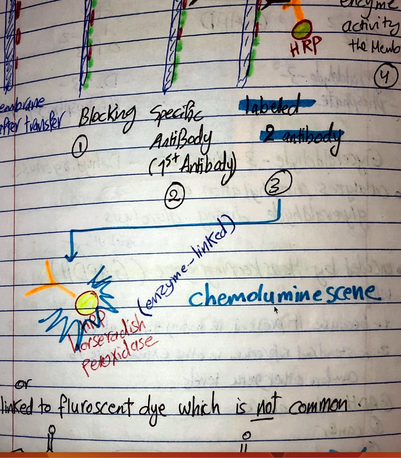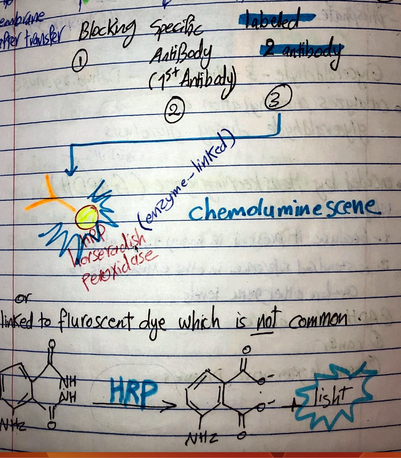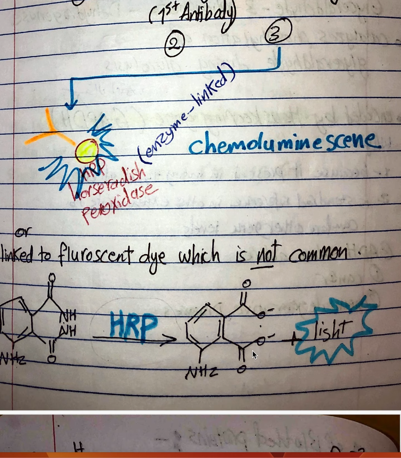We say it's chemiluminescent because it produces light, so we can detect that there is a protein. Sometimes it's linked to a fluorescent dye, which is not common, but actually we link it to something called horseradish peroxidase, which makes the light. Okay.